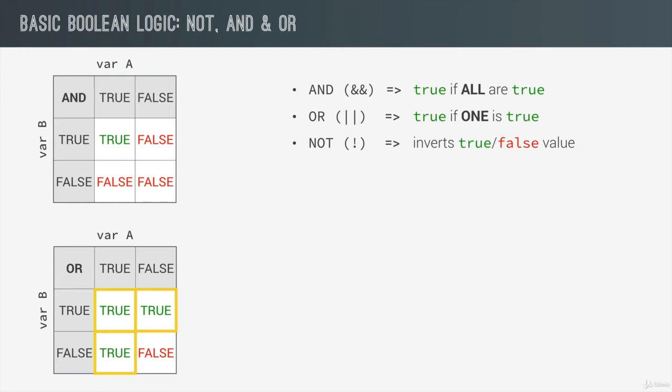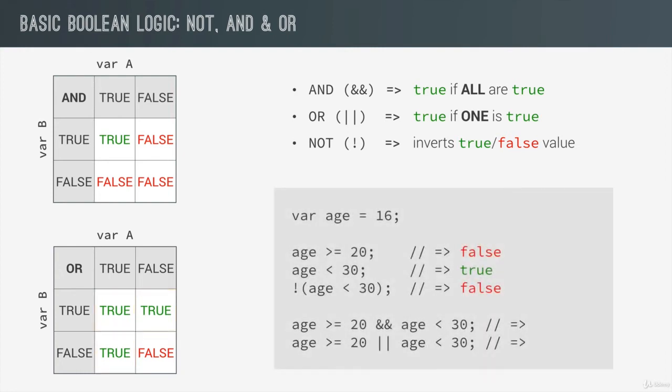And then finally, there's also the NOT operator. And this one is really simple. All it does is to invert the true or false value of a variable. So if variable a is true, then NOT a is false, and if a is false, well, then NOT a is true. So easy, right? Let's now look at a couple of examples.